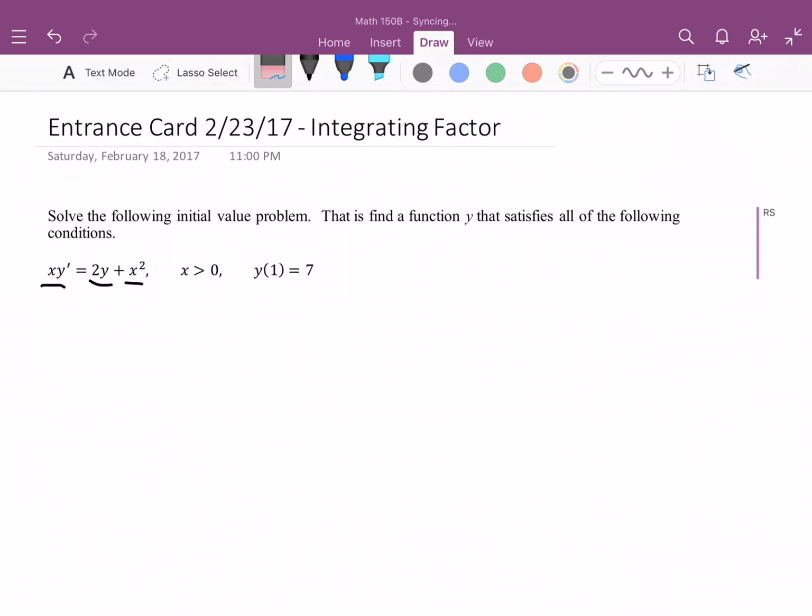Our goal is to find this function y, but notice we have a couple of other restrictions. X has to be positive. We'll see why that's important later. And when we plug in 1 for x, we should get 7 for y. So we're going to try to solve this.